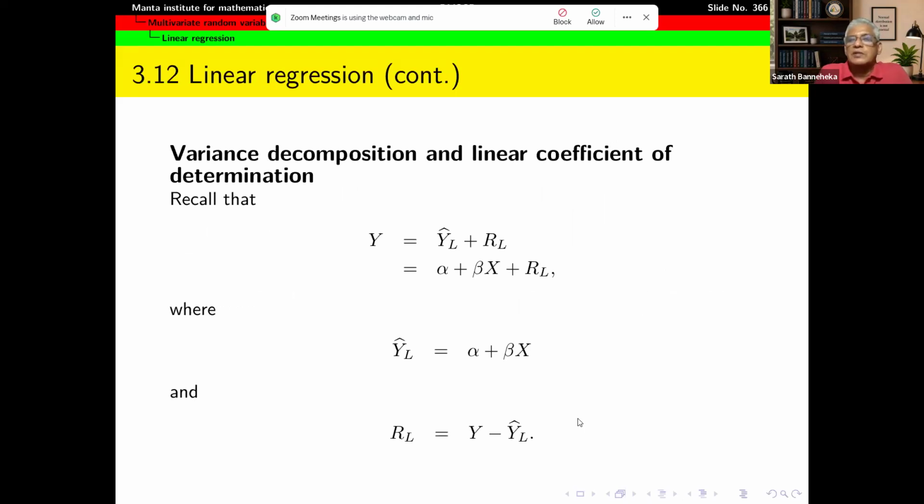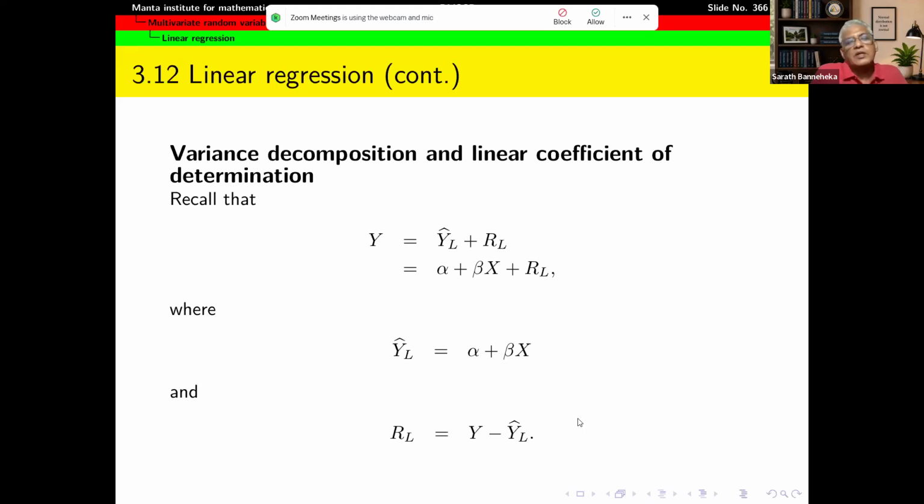Now we are going to look at something that you may be familiar with in usual regression analysis, something called variance decomposition. The same idea exists in the theoretical setting also for the population. Variance decomposition and linear coefficient of determination. If you remember the usual regression analysis, there also we talk about something called coefficient of determination, usually denoted by R square. Here we are going to look at the population analog of that quantity.